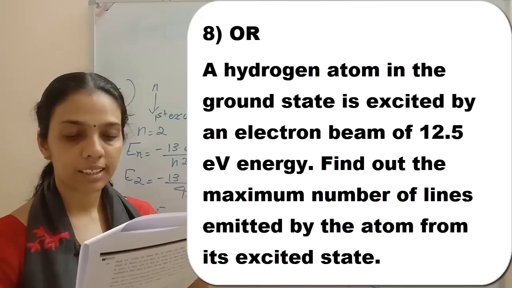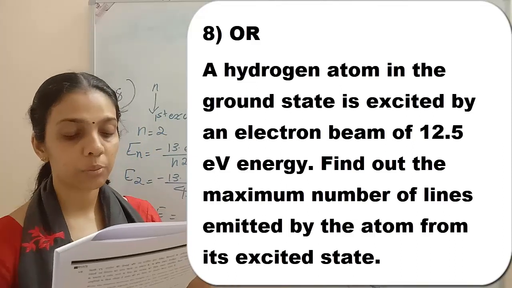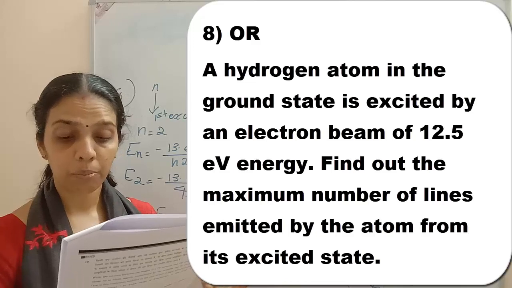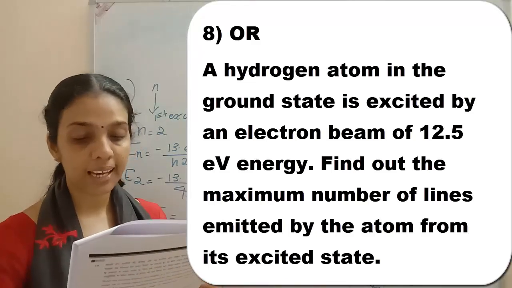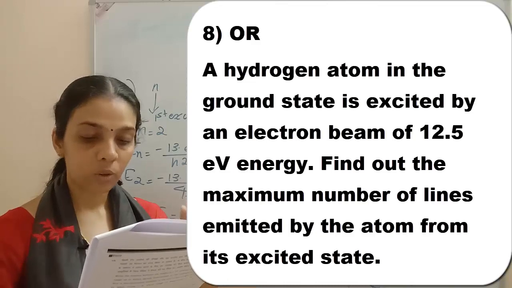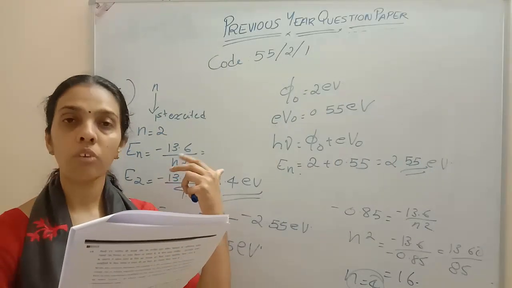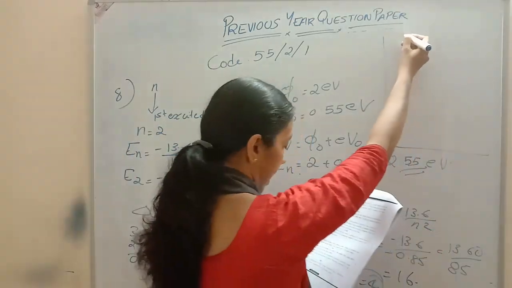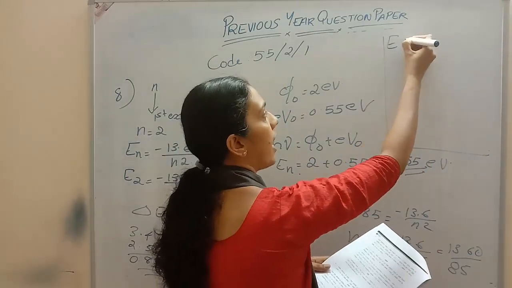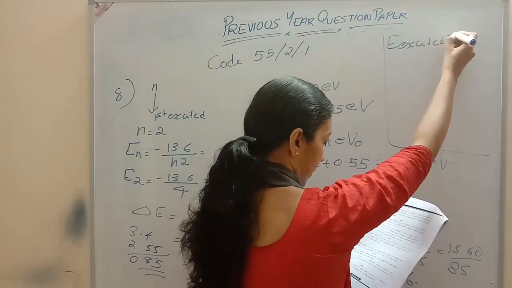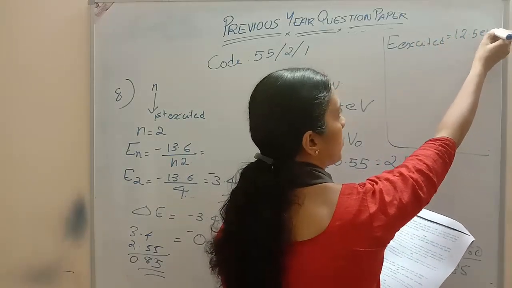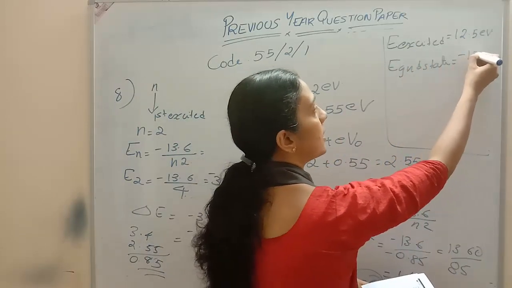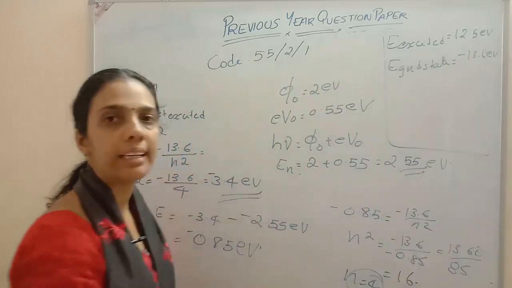A hydrogen atom in the ground state is excited by an electron beam of 12.5 electron volt energy. Find out the maximum number of lines emitted by the atoms from its excited state. Okay, in the excited level the energy is 12.5 electron volt. Energy in the ground state, how much is it? Minus 13.6 electron volt.